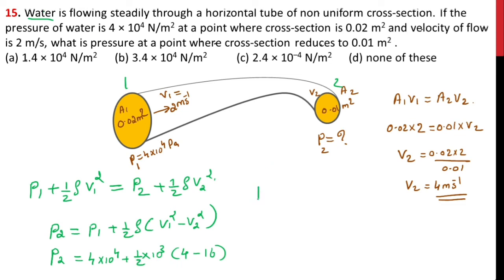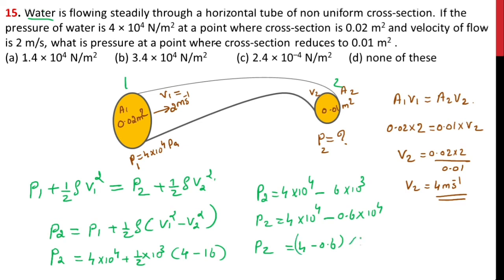So what does the answer become? P2 is equal to 4 into 10 to the power 4 minus 6 into 10 to the power 3, which can be written as P2 is equal to 4 into 10 to the power 4 minus 0.6 into 10 to the power 4. So we can write P2 is equal to 4 minus 0.6 into 10 to the power 4. Therefore the answer is 3.4 into 10 to the power 4 Pascal. So this is the final answer. So option B is the right answer. 3.4 into 10 to the power 4 Newton per meter square.